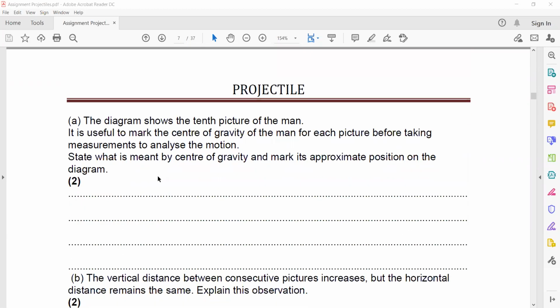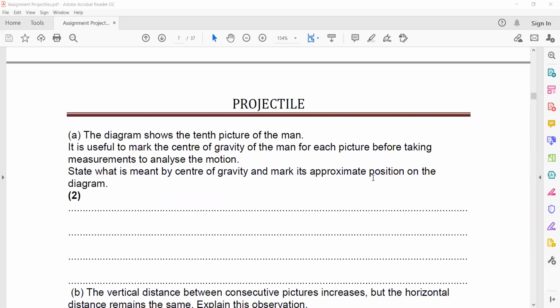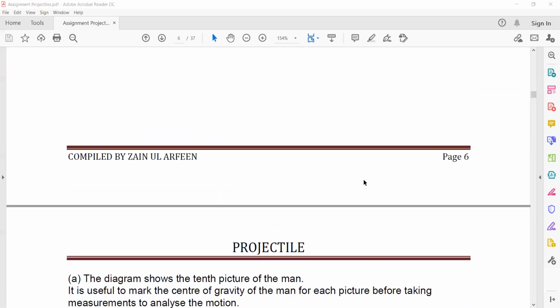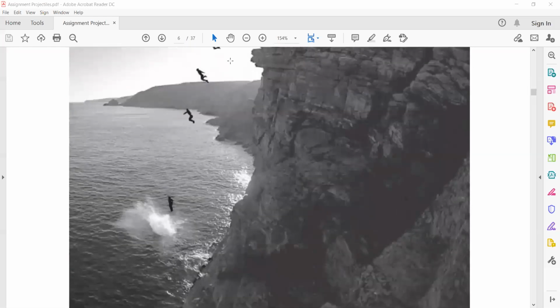Now, what is the question? The diagram shows 10 pictures of a man. It is useful to mark the center of gravity for each picture before taking the measurements to analyze the motion. State what is meant by center of gravity and mark the approximate position on the diagram. So what is meant by the center of gravity? It's the point where the weight of an object acts, and you can mark the center of gravity for the person.